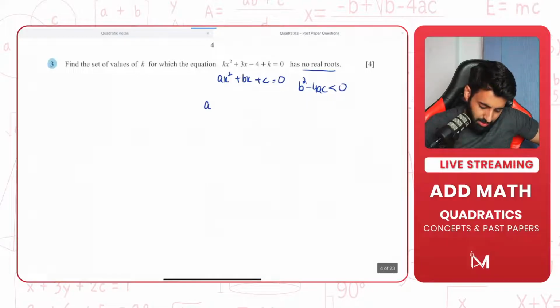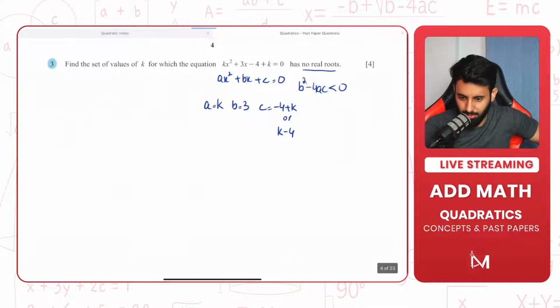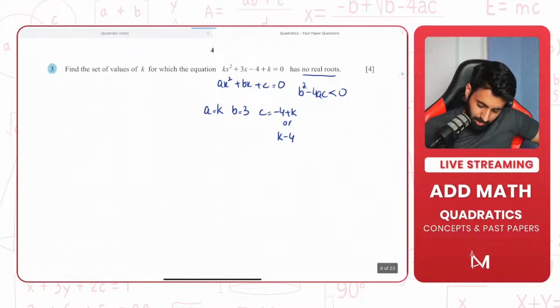So a, as you can see, is k. B, as you can see, is 3. And c, as you can see, is minus 4 plus k, or a better way of writing that would be k minus 4. Okay. So this is what we're going to do.